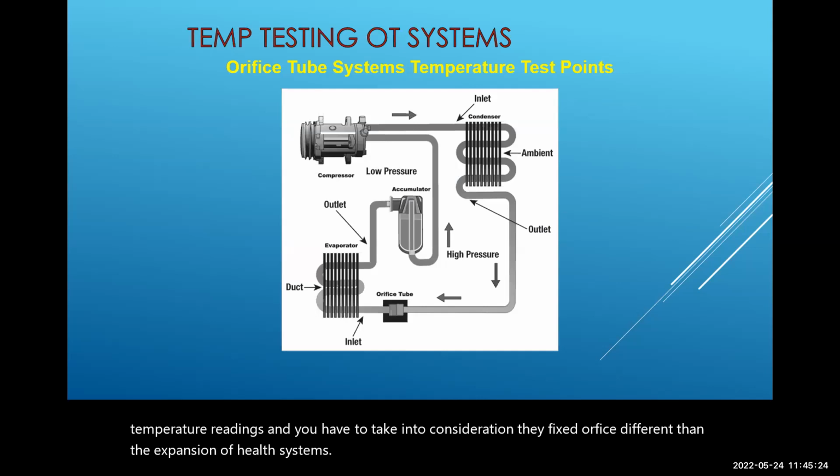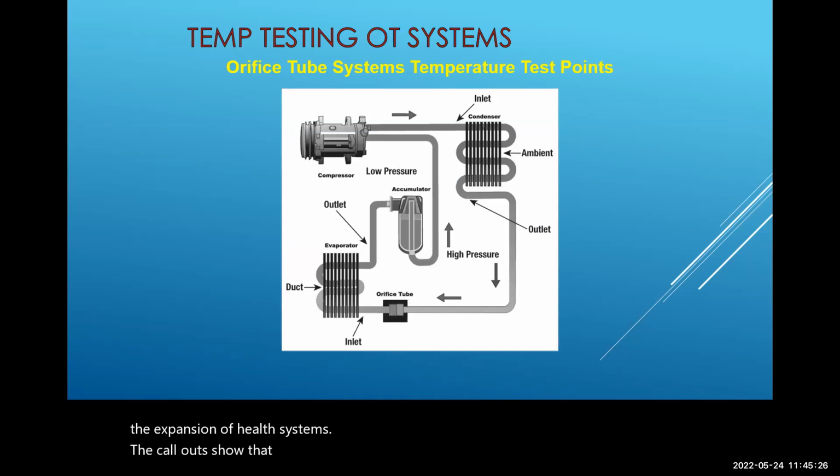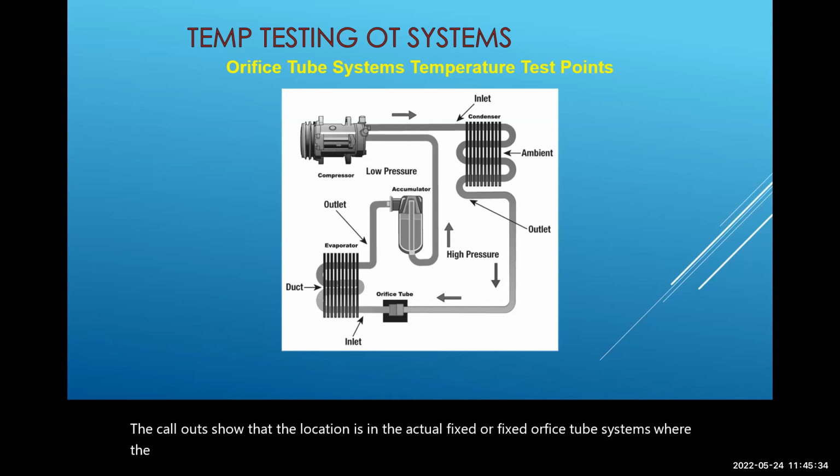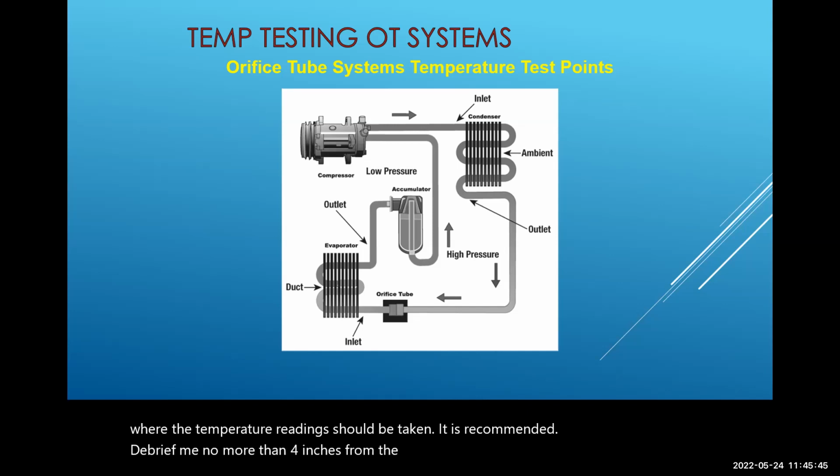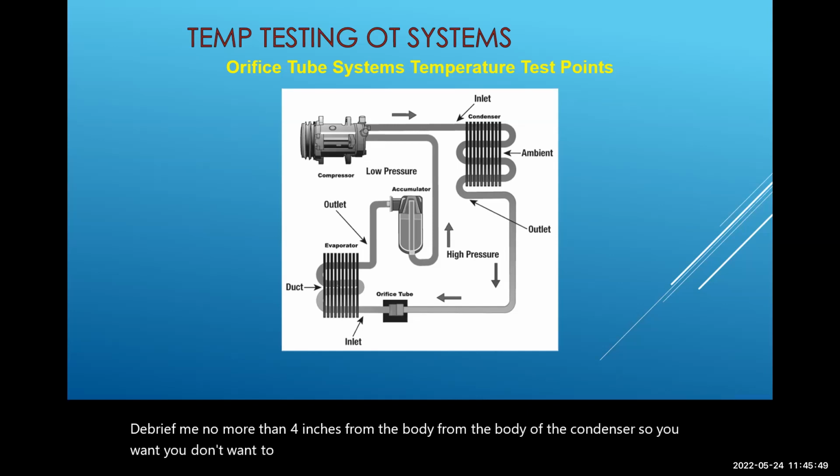The callouts show the location in the actual fixed orifice tube systems where the temperature readings should be taken. It is recommended they be no more than 4 inches from the body of the condenser. So you don't want to get too close to it.